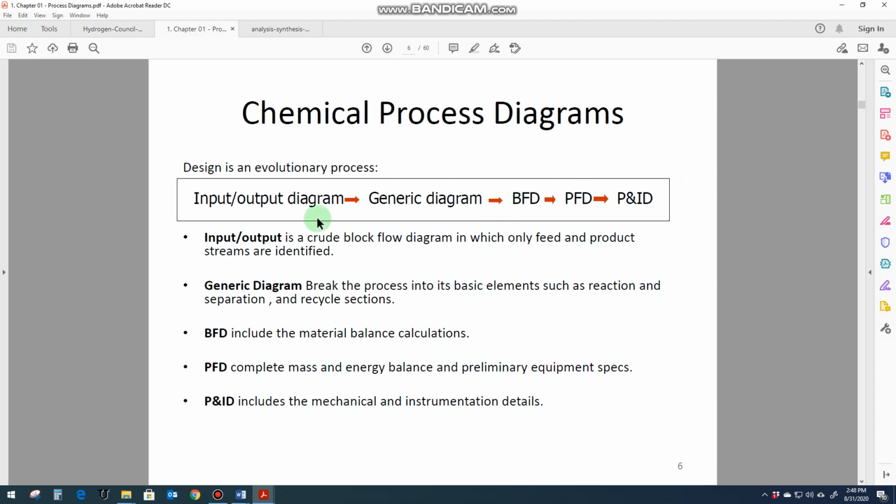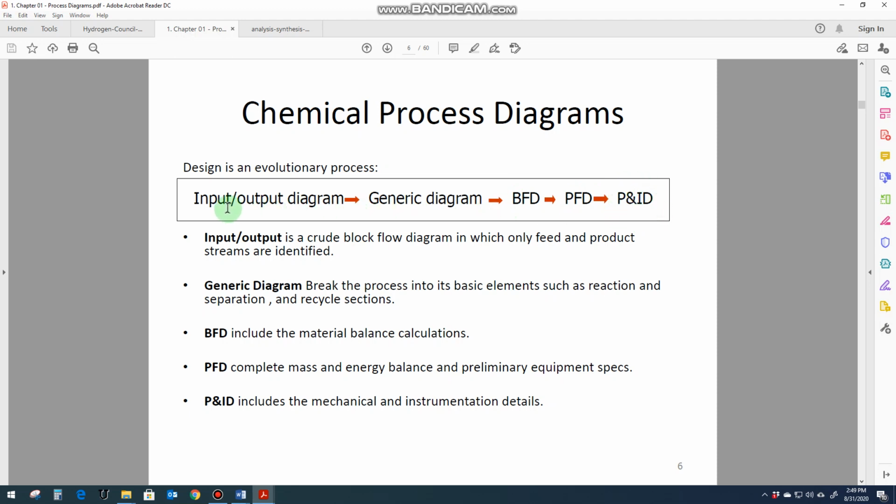Now let's see what we have. A design is an evolutionary process, and we start with the input and the output diagram. Then we will make the generic diagram. Then we will make the block flow diagram that will lead to the process flow diagram, and ultimately we can have the P and ID.